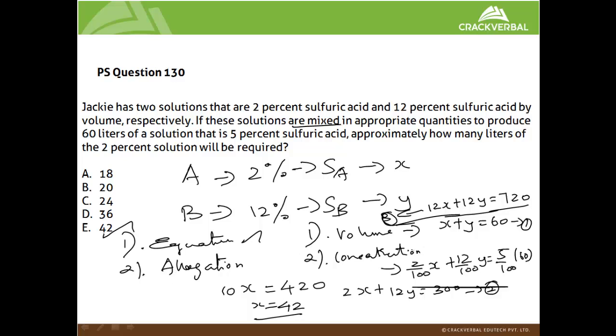All you need to do is create two equations, and you will arrive at an answer. Once you have created the two equations, you know how to solve linear equations of two variables. So eliminate all the other answer choices; the answer has to be E, 42. Hope this is clear.